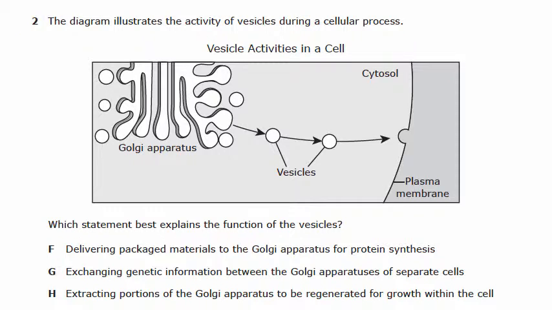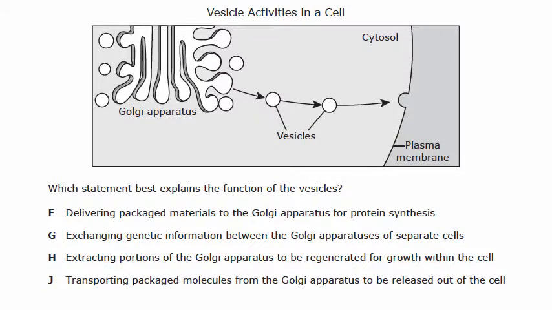Number 2. The diagram illustrates the activity of vesicles during a cellular process. Looking at the illustration, vesicle activities in a cell: Golgi apparatus, vesicles, cytosol, plasma membrane. Which statement best explains the function of the vesicles?